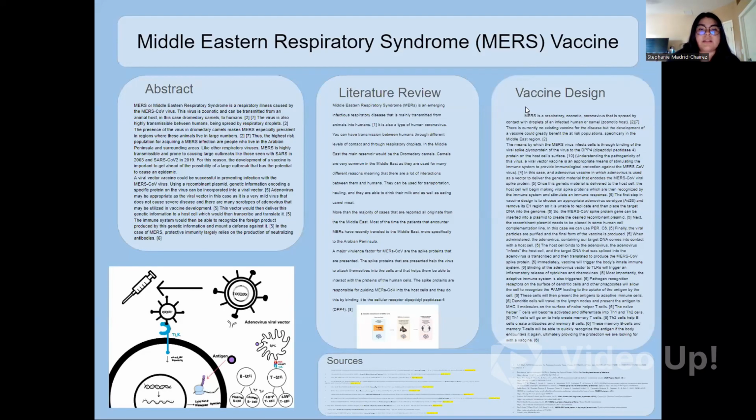Hi, the disease that we wanted to help develop a vaccine for was Middle Eastern Respiratory Syndrome, also known as MERS. Starting off with our abstract right here, some key points would be that MERS is an illness that is caused by the MERS-CoV virus.